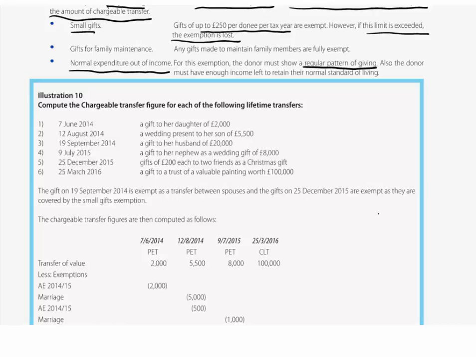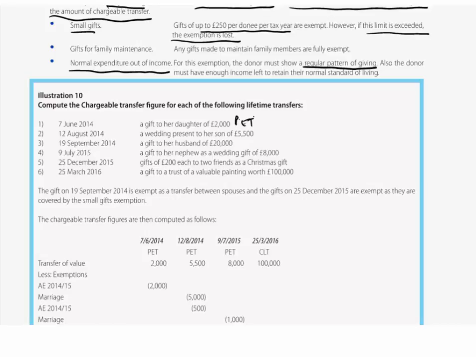Right, we're told 7th of June 14, a gift to her daughter of £2,000. Gift to daughter, what type of transfer is that? That is a PET. So on the question page we can write PET next to that.